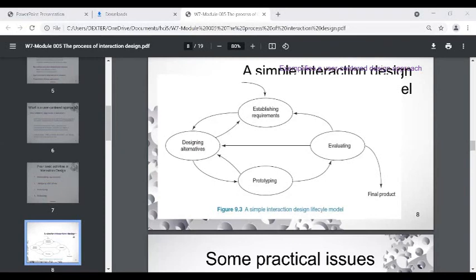Okay, so most projects start by establishing requirements. The project may have arisen because of some evaluation that has been done, but the life cycle of the new or modified product can be thought of as starting at this point.